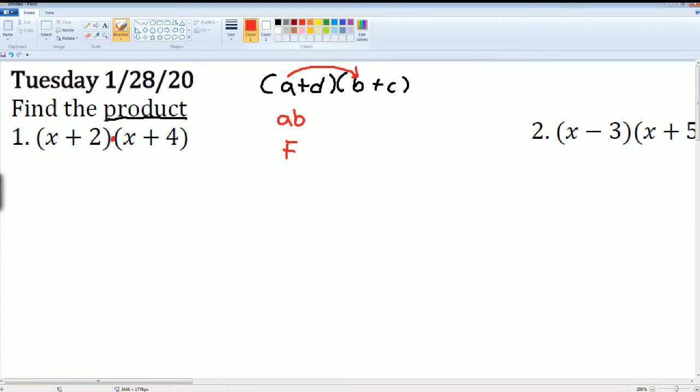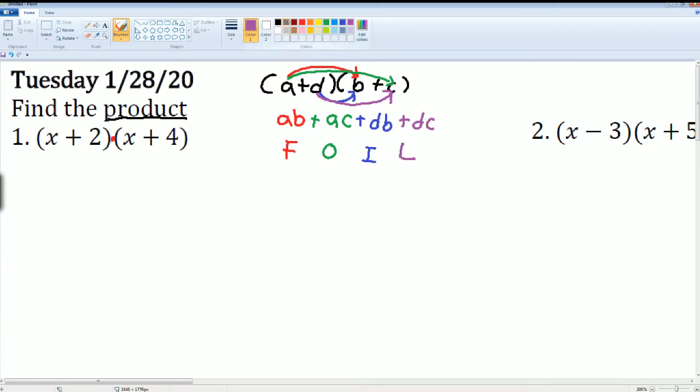Then let's do green here. Then you're going to do your O, which is your outer. So A times C. So you're going to add A times C, which is your outer. Let's do blue. I'm going to go under this time. D times B, which is your I, your inner. Then purple, D times C, which is your last.